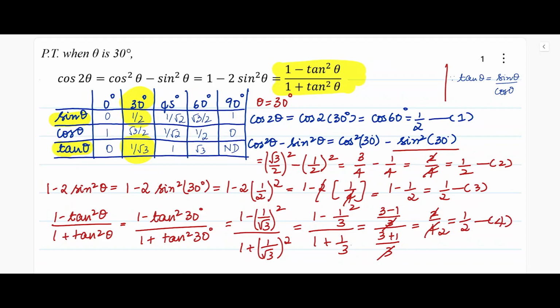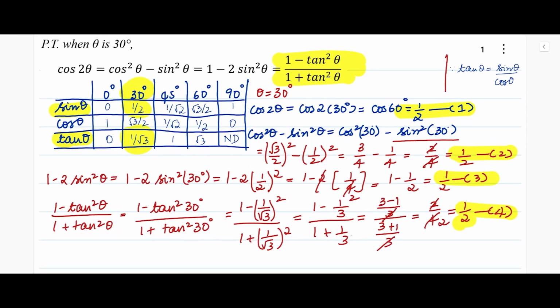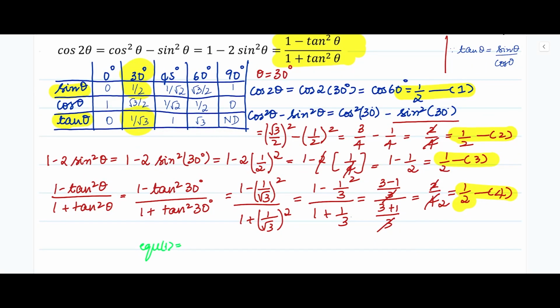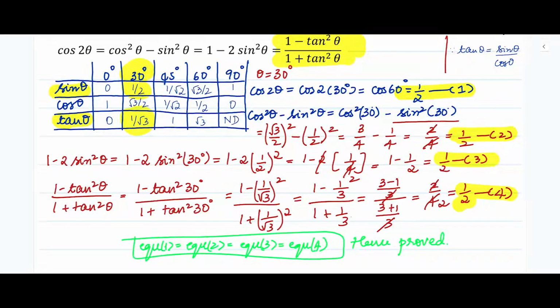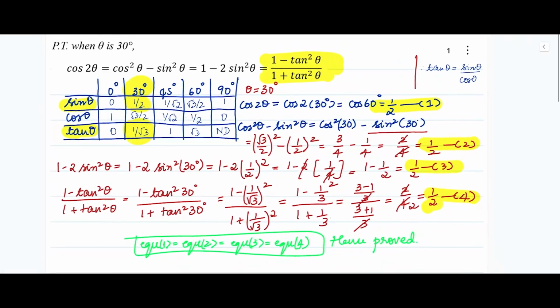Here we can see that our equation 1 is equal to our equation 2, which is equal to our equation 3, which is equal to our equation 4. All are equal to half. So therefore, we can write our final answer as equation 1 is equal to equation 2 is equal to equation 3 is equal to equation 4. This will be our final answer. Hence, proved.